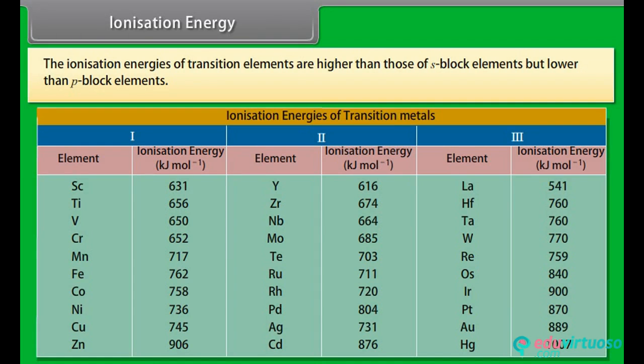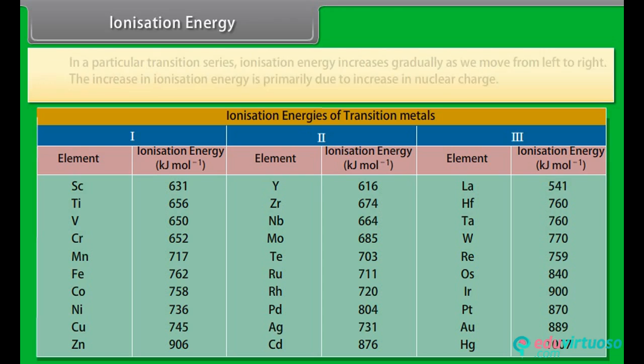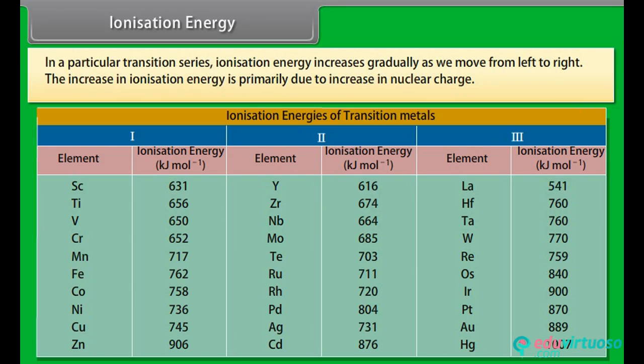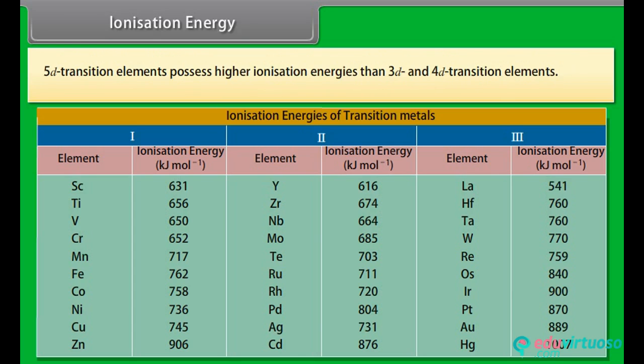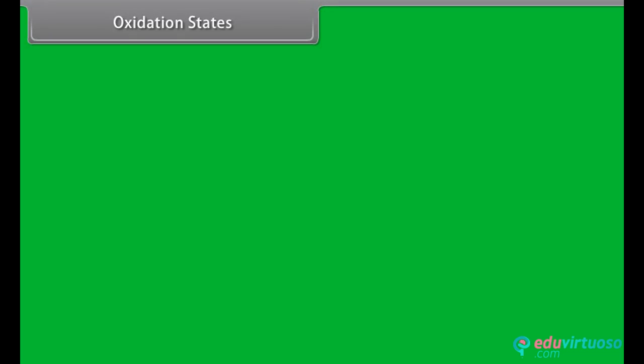Ionization energy. The ionization energies of transition elements are higher than those of s-block elements but lower than p-block elements. In a particular transition series, ionization energy increases gradually as we move from left to right. The increase in ionization energy is primarily due to increase in nuclear charge. 5d transition elements possess higher ionization energies than 3d and 4d transition elements. This is due to the greater effective nuclear charge in these elements because of the ineffective shielding of the nucleus by 4f electrons. Oxidation states.